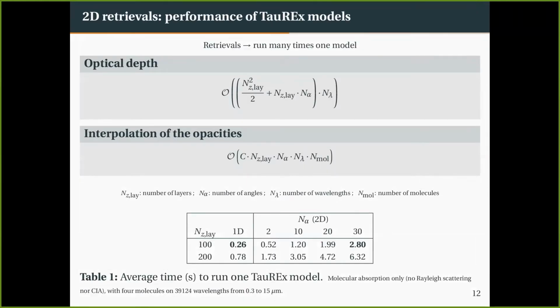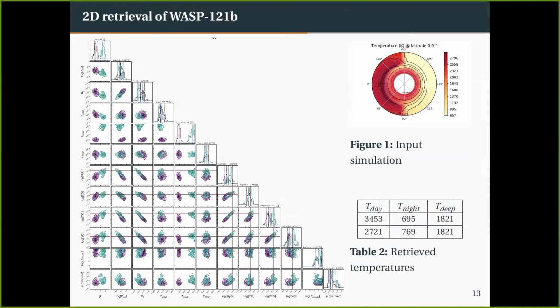Since our goal for the 2D model is to run retrievals, this slide is a bit complex, so I will just focus on the results. We studied the performance of the 1D and 2D models to see if it's feasible to run 2D retrievals. The conclusion of this study was that, for a pretty high accuracy, the 2D model will be 10 times slower than the 1D model. So obviously it's a bit slower, but it's still within a human time scale, let's say. So currently we are able to do 2D retrievals.